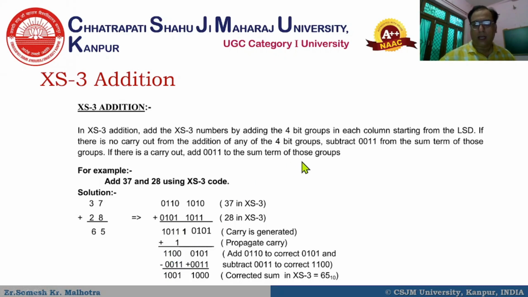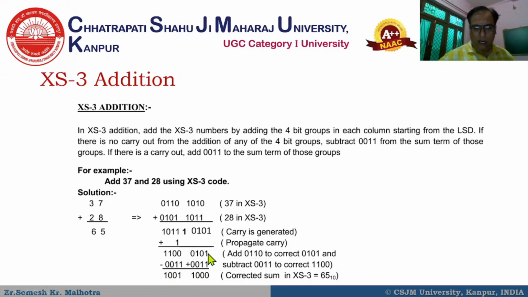Now, as per the instruction, where the carry is generated, you have to add 0011, and if there is no carry generated, you have to subtract 011. Sorry, I'm again sorry. If there is a carry out, then you have to add 0011. If there is no carry out, you have to subtract 011. So in the lower part, the carry was generated, I simply add 0011 here. And in the upper case, there was no carry generated. Therefore, 0011 is subtracted over here.